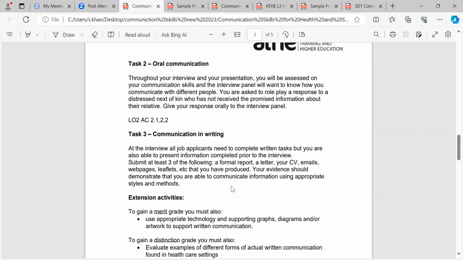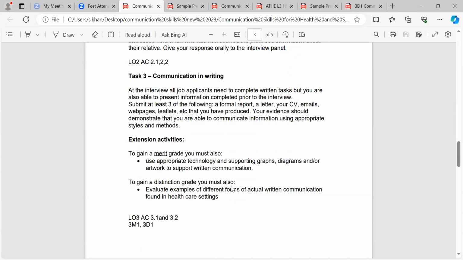Task 3? Yes, you've got to submit three documents. So a letter, a CV, emails, leaflets. Have you thought of any that you can do? Yes, we have to write the heading and all. Have a look at that, and when you do any extension activity, make sure it's clear that you've done it and highlighted it, like 3M1 and 3D1 separately, next to the pass criteria.